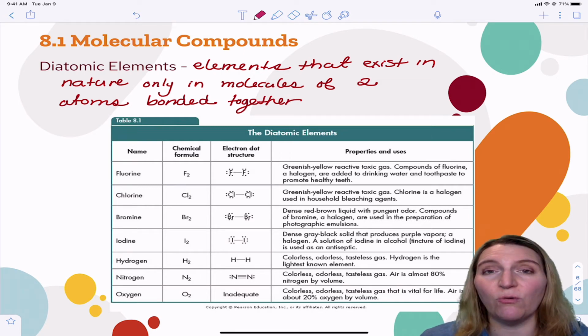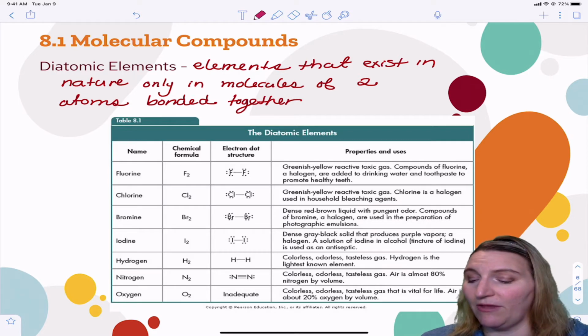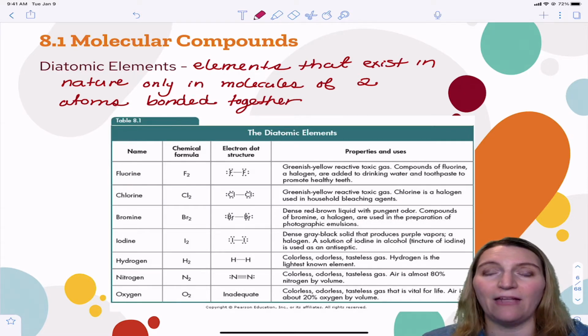Hi, so we're going to continue our discussion of molecular compounds, molecules, covalent compounds. Those three things all really mean the same thing. We're going to start by revisiting what we call the diatomic elements. We talked about the halogens when we did the periodic table, chapter 6. We talked about the halogens being diatomic, which meant that all of them need to be bonded to another atom of itself to be stable.